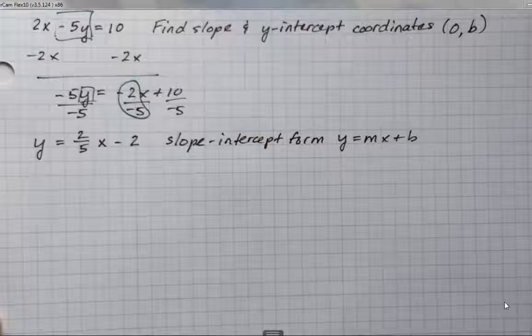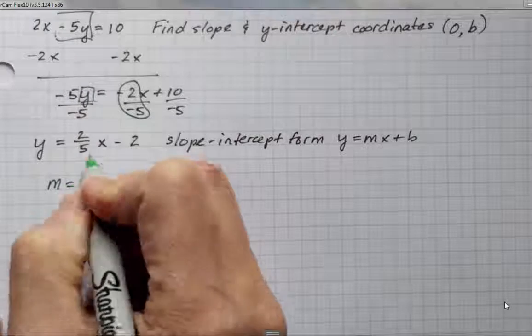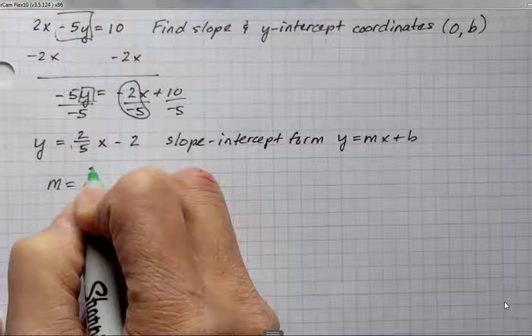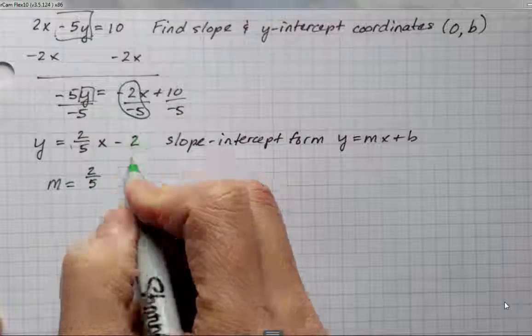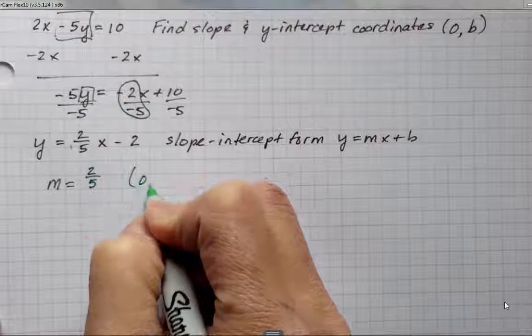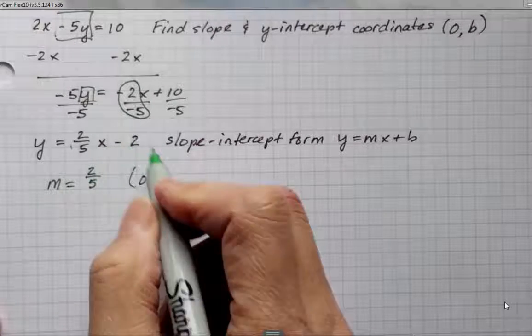So then looking at the equation, my slope is the coefficient of my x, which is 2/5, and my y-intercept coordinates are going to be 0, and this value right here, negative 2.